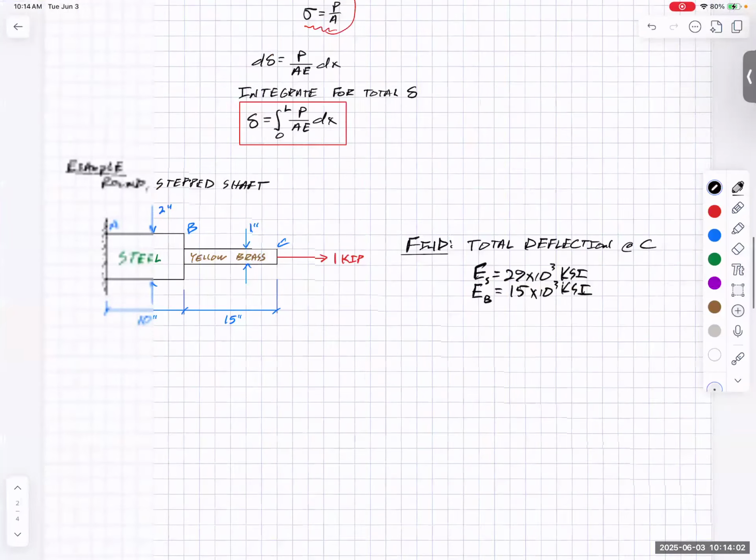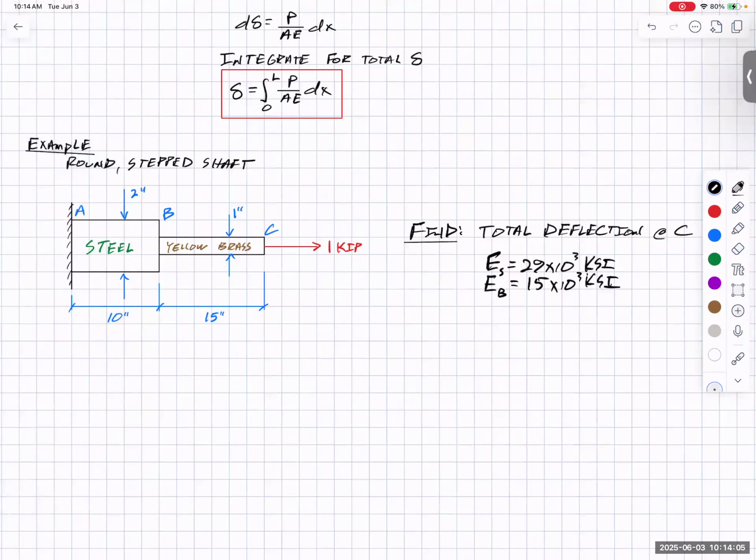Meaning, if I were to pull on this system, the steel is going to get longer, the yellow brass is going to get longer, and together we're going to have a total change in length over here at point C, and that's what we're trying to find. Now, on a problem like this, a lot of times the E won't be given. The modulus of elasticity, or Young's modulus, which we need for this equation, is not given. Everything else we can find.